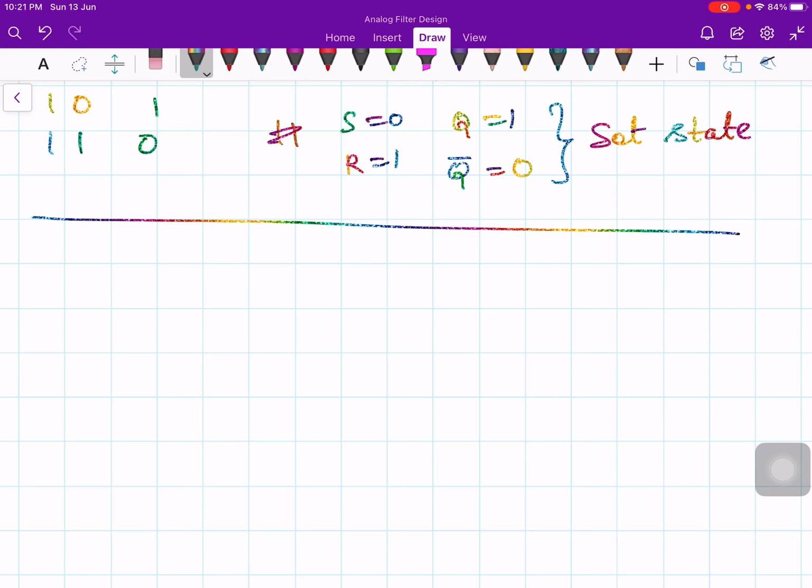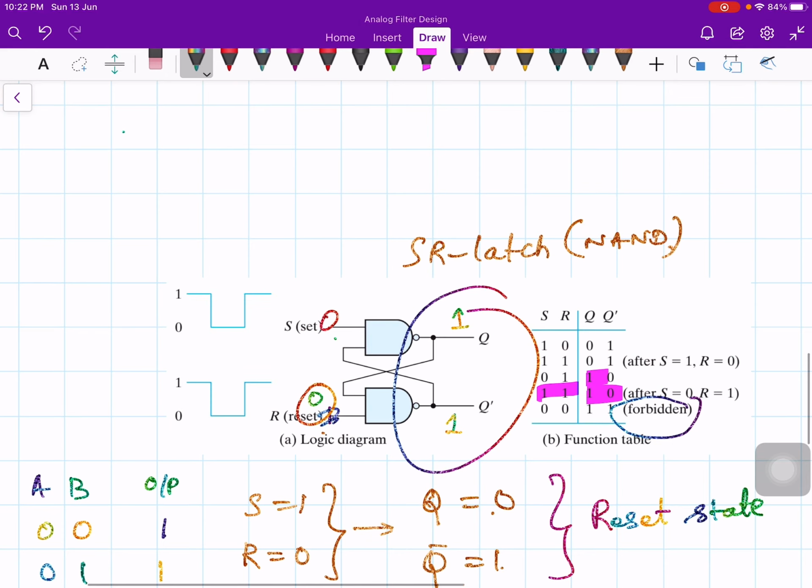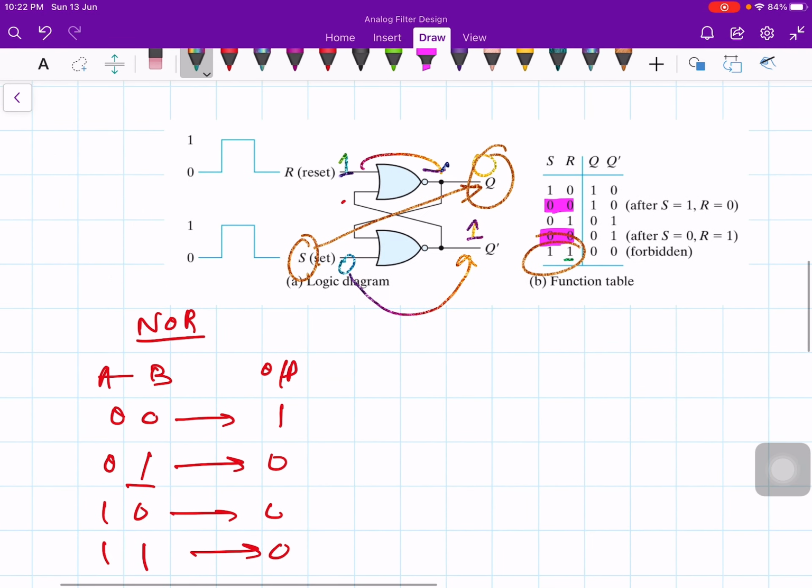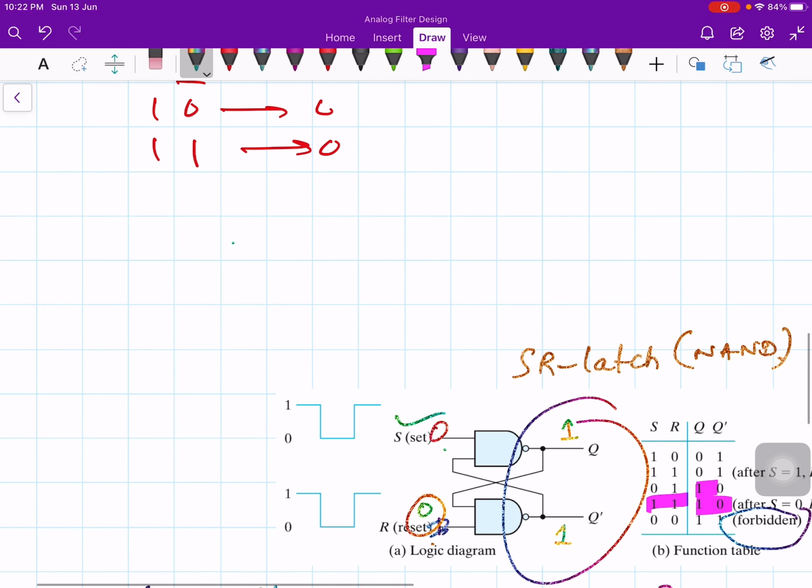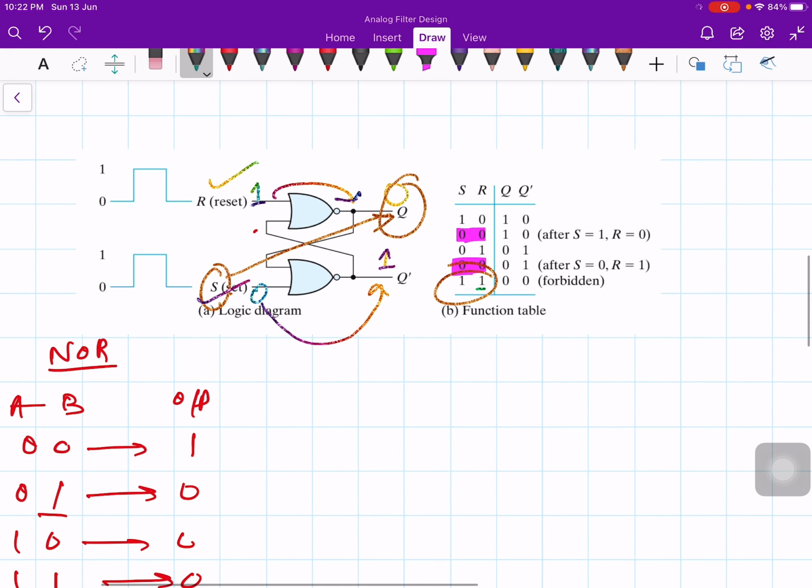Okay, so let me write down some notes about these two types. In comparing NAND with NOR latch, note that the input signals for NAND require the complement of those values required for NOR latch. See, here the top one is reset and the bottom one is set, and here top one is set and bottom one is reset, right? And output is no problem.